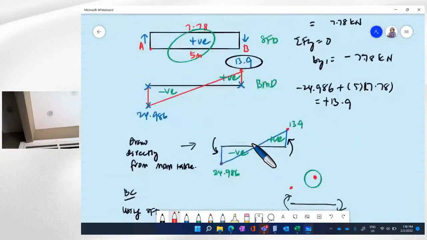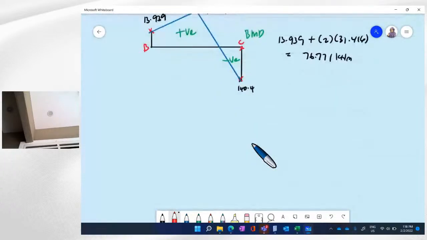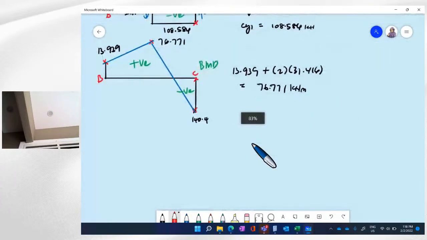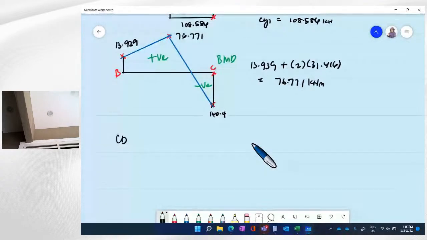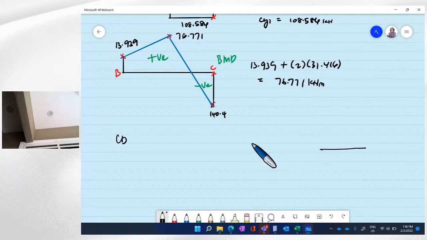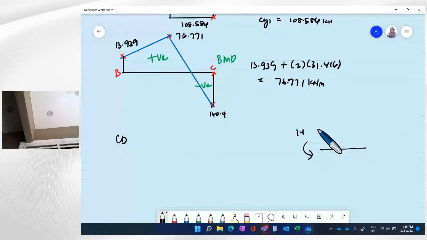So from that, we want to analyze member CD. So we know that this will be negative, negative and 0. Okay, it is negative 140.4 as well.